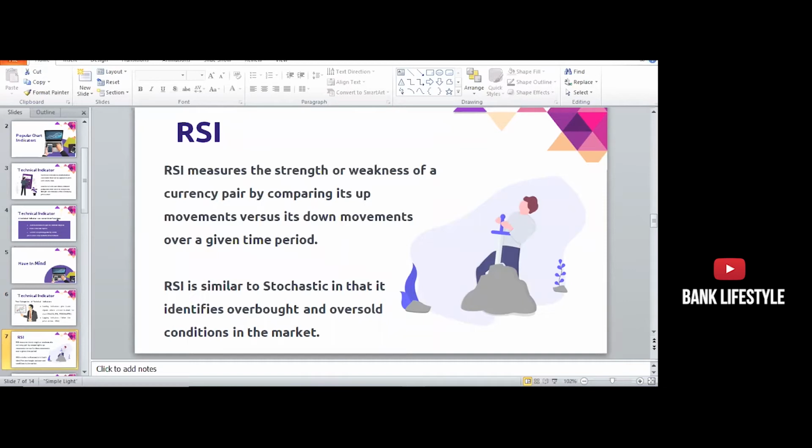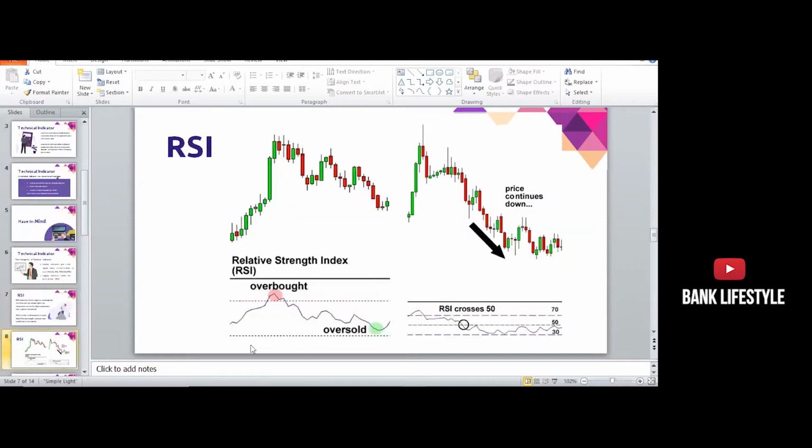It's called the RSI. The RSI indicator, that's the relative strength index. So this is the RSI, and the RSI measures the strength or the weakness of a currency pair or an asset that you are using by comparing its up movement versus its down movement over a given period of time. So, without wasting much time, as I said earlier, I'd like to show you much of the practical aspects. Let's first look at this before we go into the chart.